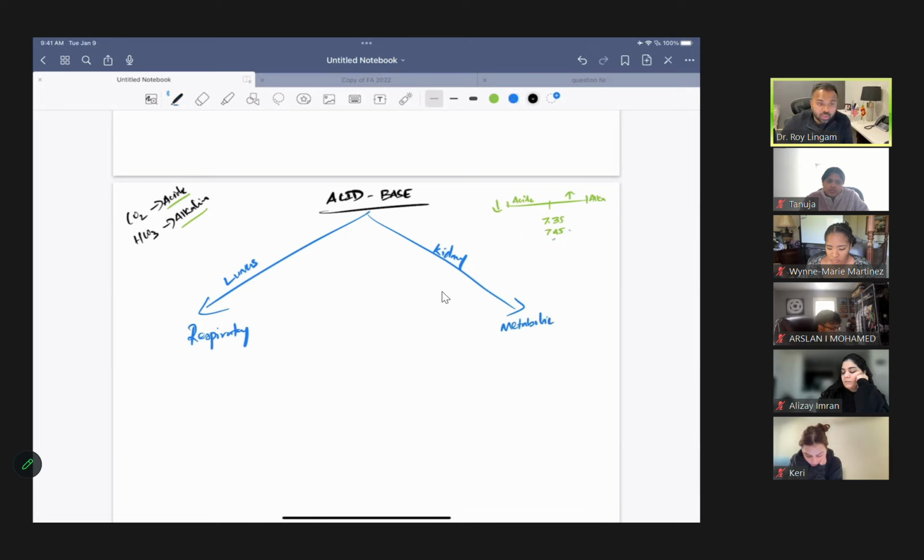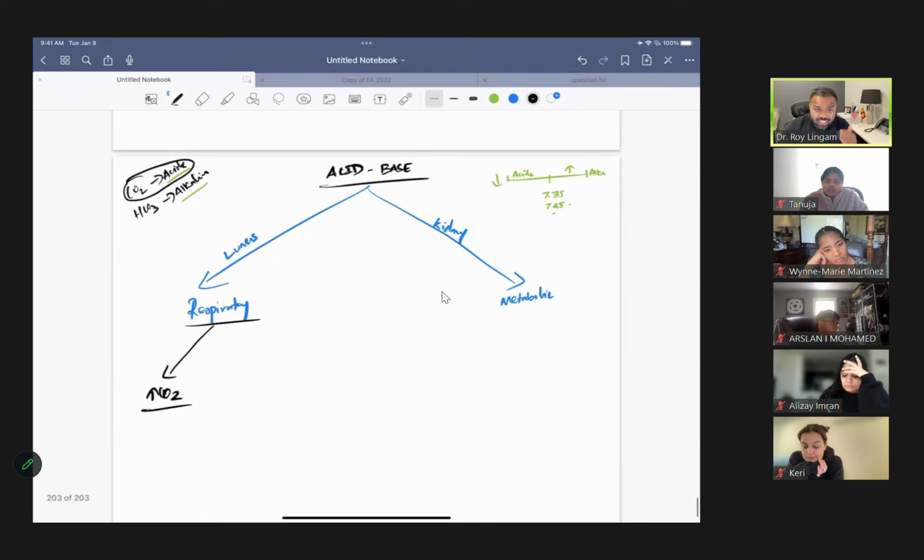Okay. Now, in respiratory, if you increase the accumulation of carbon dioxide in the lungs, what did we say about carbon dioxide? Acidic. So the more acidic you have, the more acidosis, right? The more carbon dioxide, the more acidosis. So we call it respiratory acidosis. The less carbon dioxide you have, the less the acidosis. So we call it respiratory alkalosis.